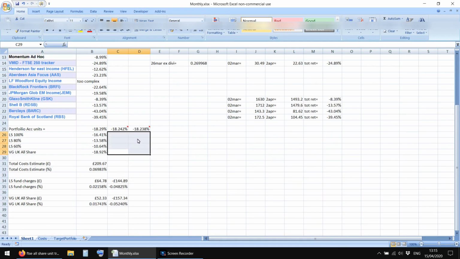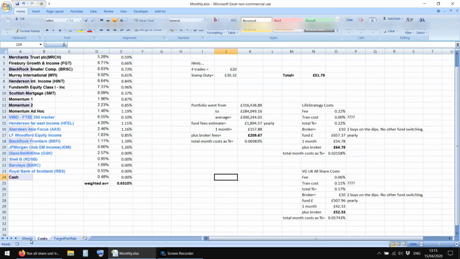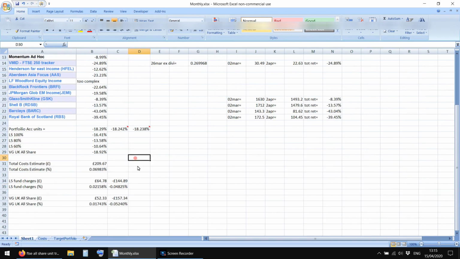Each month going forward, I'll have a think about how much of this I would do for my monthly summaries. I'm not sure, to be honest. I might just include that number, but it feels wrong to include that number without including these numbers as well, because obviously the costs aren't zero. They're a lot lower, but the costs aren't zero for the Life Strategy funds.